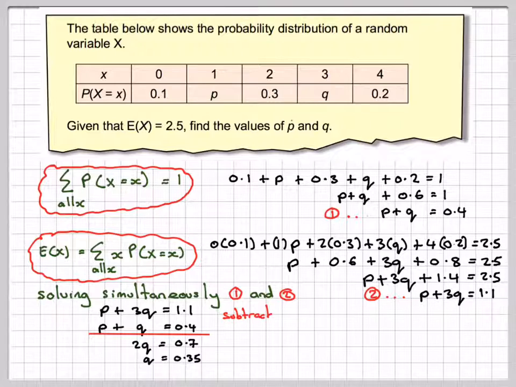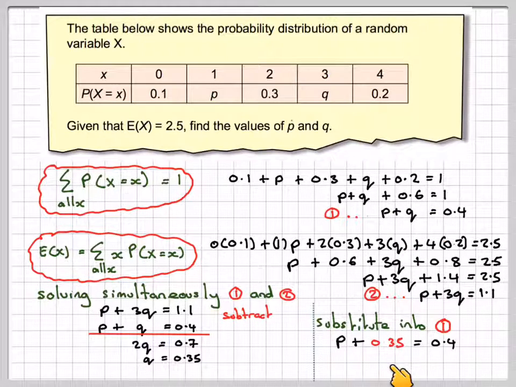To find p, we just substitute into one of the equations. Substitute into 1 because it's the easiest one of the two, this one here. So we get p plus 0.35 is equal to 0.4, and therefore p will be equal to 0.05, q will be equal to 0.35.